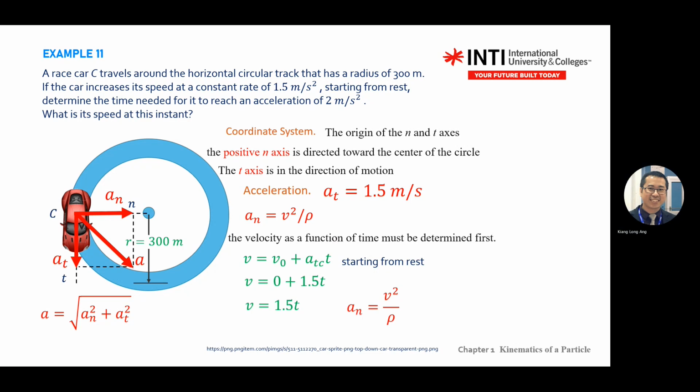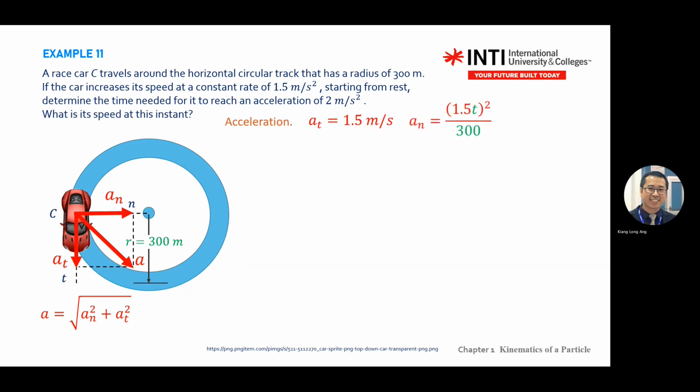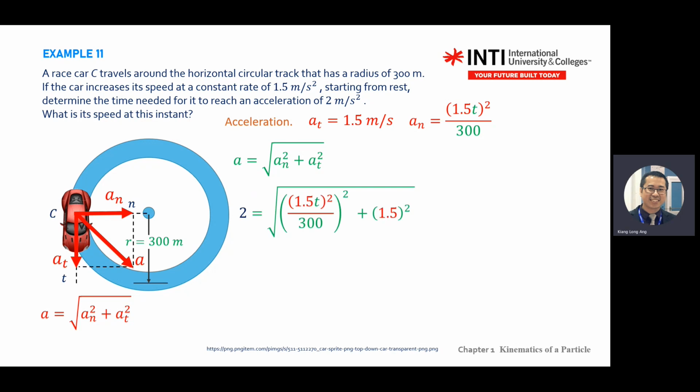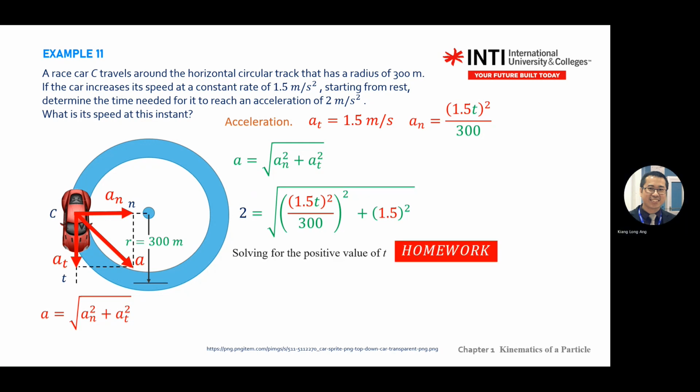So from here, 1.5 T is a velocity. You know that acceleration is V squared divided by rho. You substitute inside there, you'll get an equation in the T form. You have AT, AN. You substitute in, you find the time. There's only one unknown there, T. Solving, you get the positive time because with a square root you always get a negative and a positive answer. Take the positive. The reference answer for time is 13 point something.